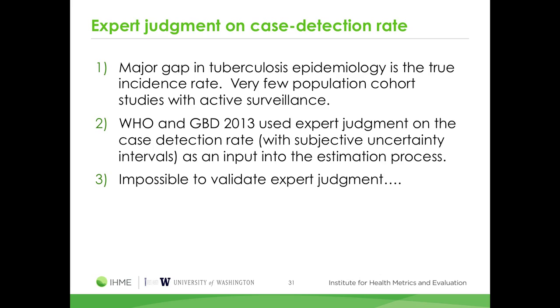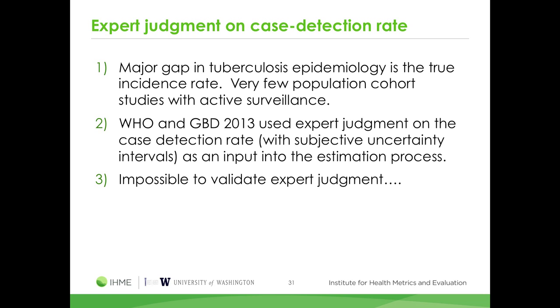The big problem is the continued dependence in TB epidemiology, to estimate true incidence, on this unknown number: if you take case notifications and divide by true incidence, that's the case detection rate. We don't know true incidence because the number of population-based active surveillance cohort studies, you can count them on your fingers. So that's not really used. And nobody has a way to get at this unknown quantity, the case detection rate.